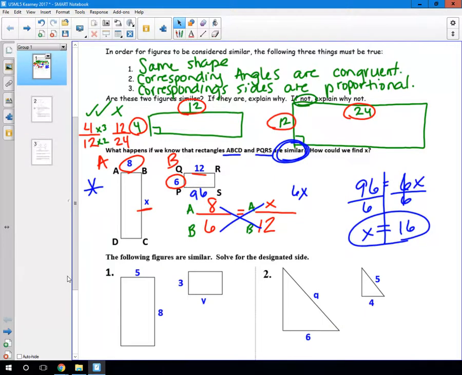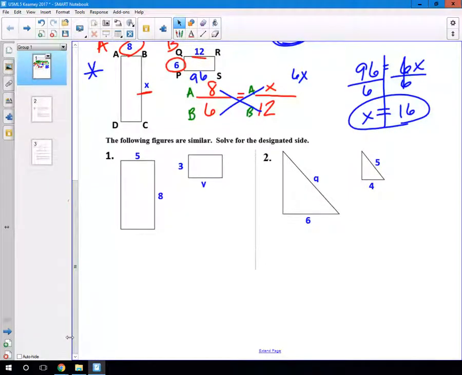Okay? I'm going to very quickly do one more with you, and then we're going to go to an indirect measurement. So Miss Trina's got to start talking a little bit faster. For the next one, we know these 2 things are similar. We've got to find the missing side. So we know since they're similar, they're proportional. So I'm going to set up a proportion.